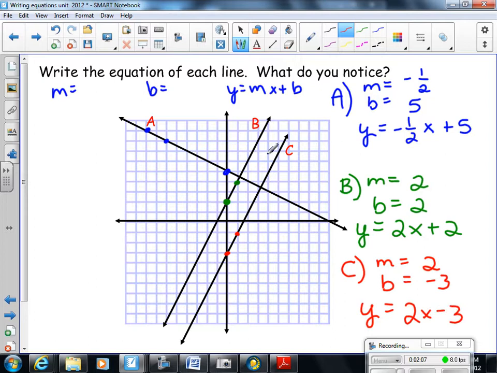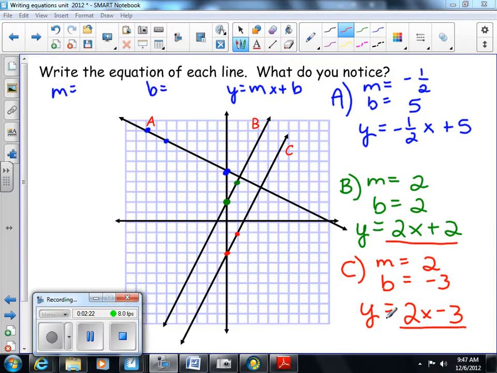Now, what do you notice about these lines? Which two are parallel? Okay, B and C are parallel. What else do you notice about B and C? When we look at B and C, the slope is the same. So we notice that parallel lines have the same slopes.